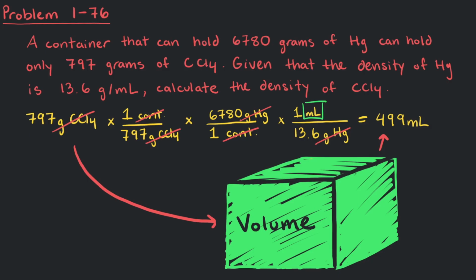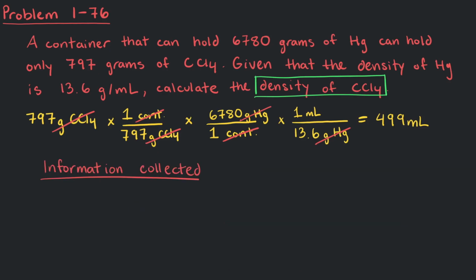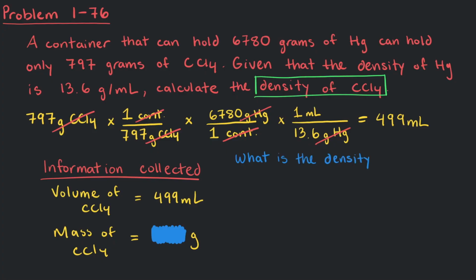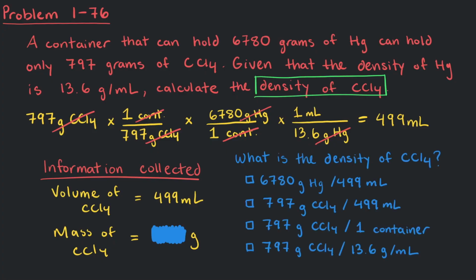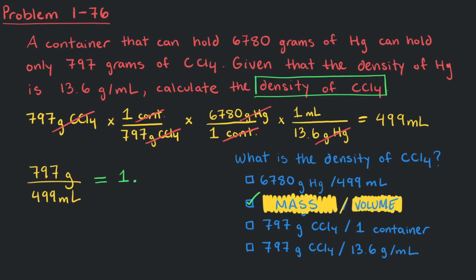But wait, the problem is asking us to find the density of carbon tetrachloride. That's okay, we now have all the information that we need. Based on our work, what is the density of carbon tetrachloride? Exactly. Density is mass divided by volume, which is 1.60 grams per milliliter.